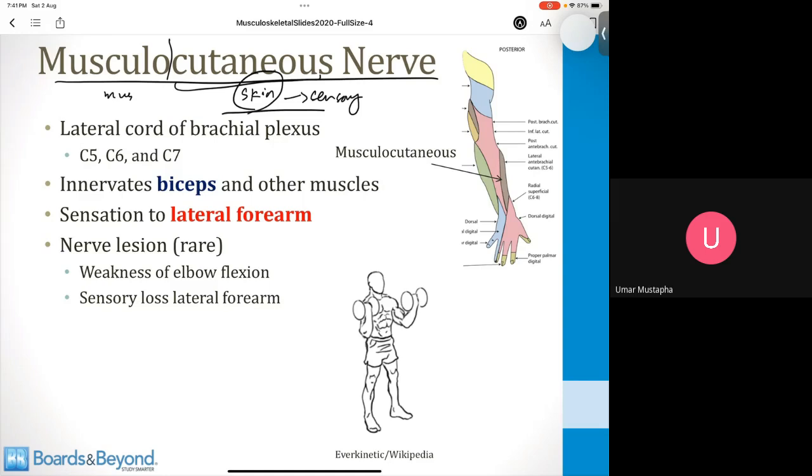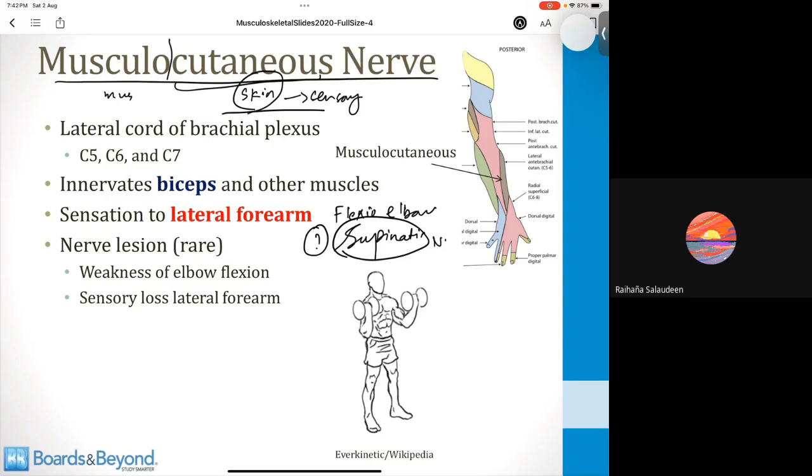What is the function of the bicep muscle? Flexion, elbow flexor. Flexion at the elbow joint, right? What else? Supination. So you need flexion and supination of your forearm. That's really important. You may have an NBME MCQ on that, right? What else does it supply?